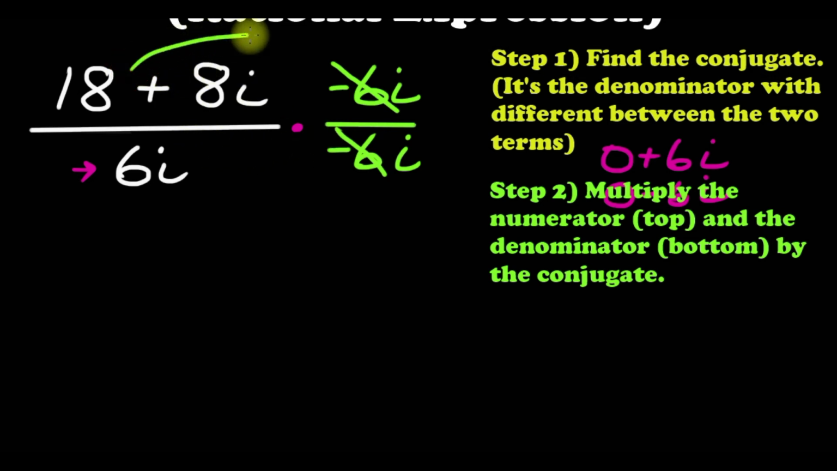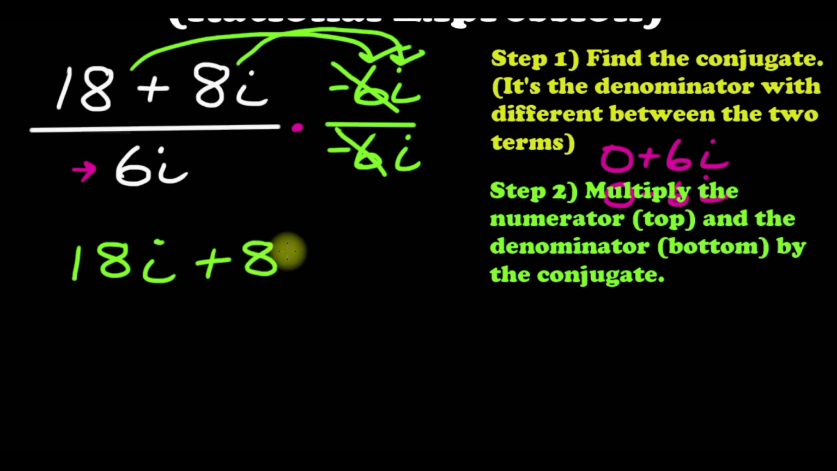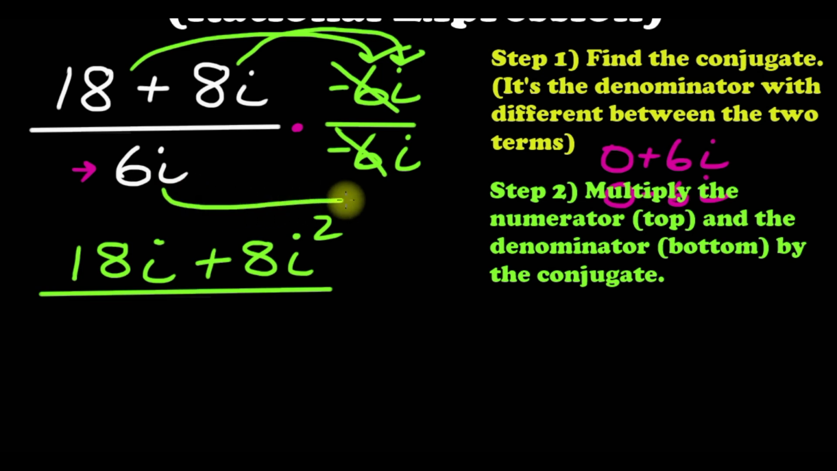So now we're going to take 18 times i, and then negative 8 times i, right? Because that's all we have left is the i. So 18 times i is 18i. And then negative 8 times i is going to give you negative 8i squared. So that's your numerator. Okay, so that's what you get for the top. And then for the bottom, you're just going to take 6i times i. That's going to give you 6i squared.